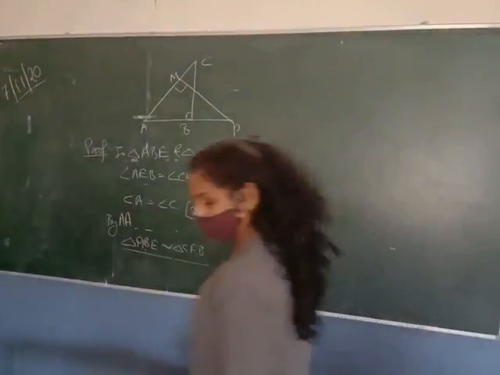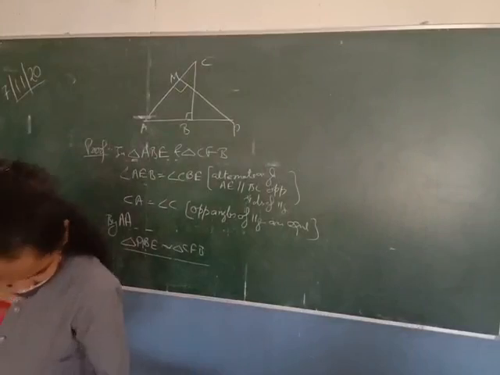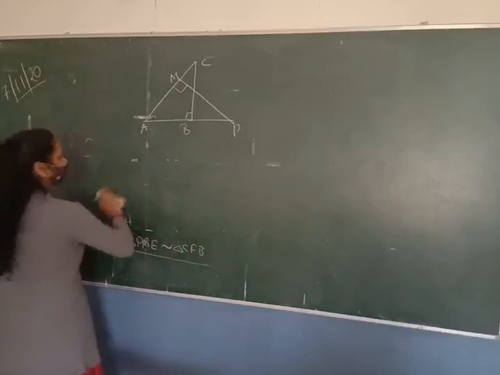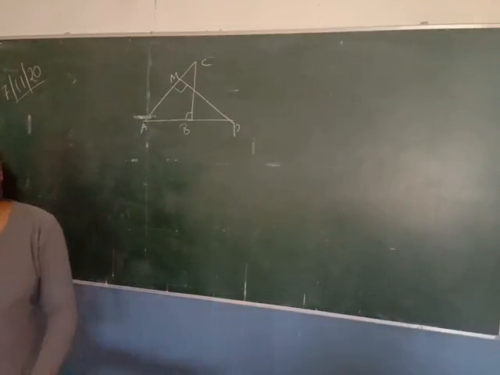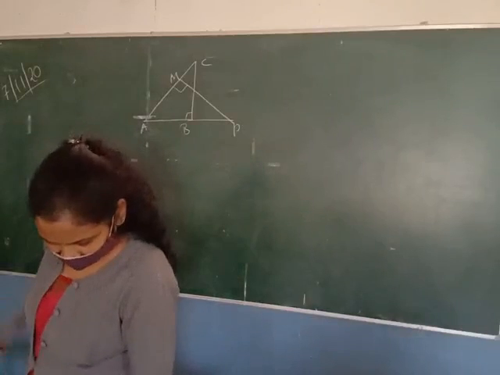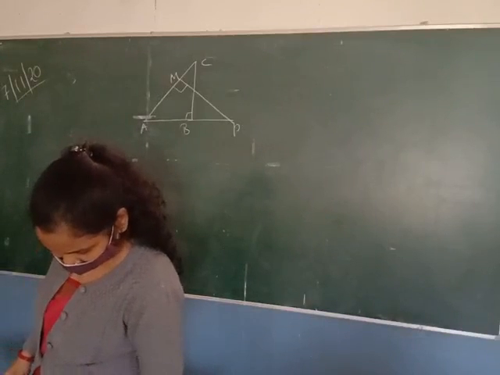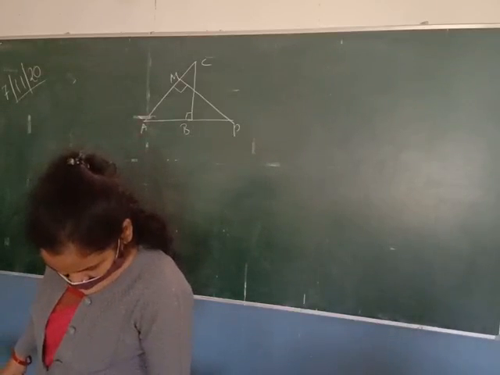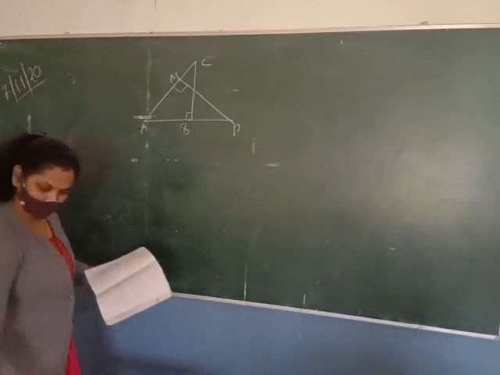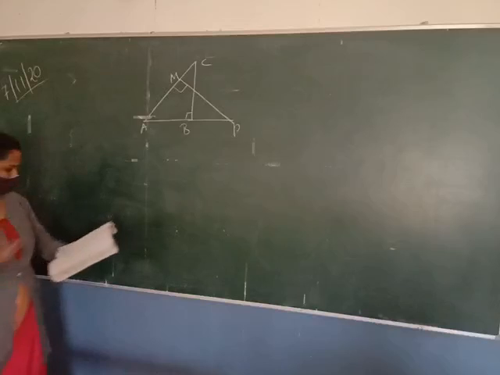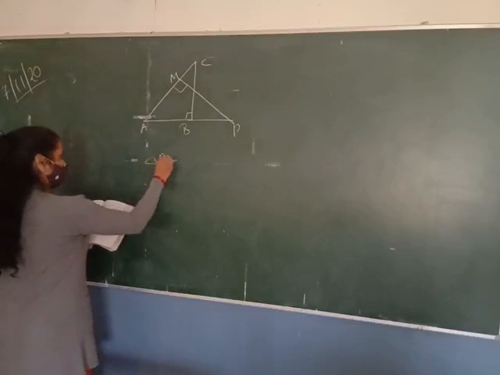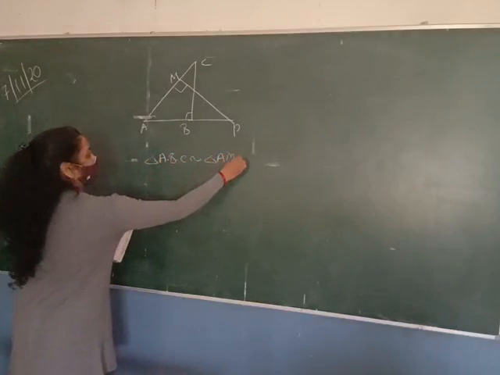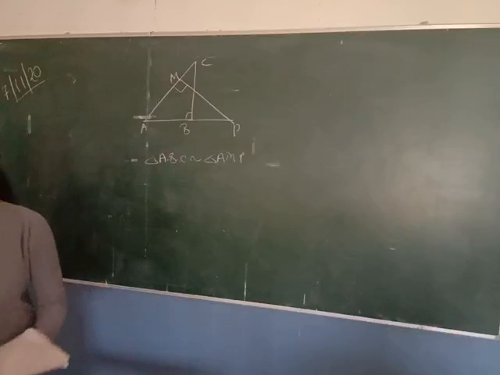Okay, now question number 9. The figure is there in the question. ABC and AMP are two right angle triangles, right angled at B and M respectively. Prove that, first part, triangle ABC is similar to triangle AMP.